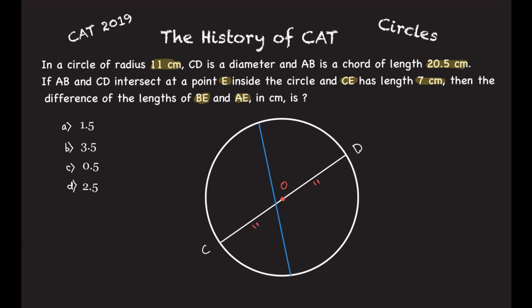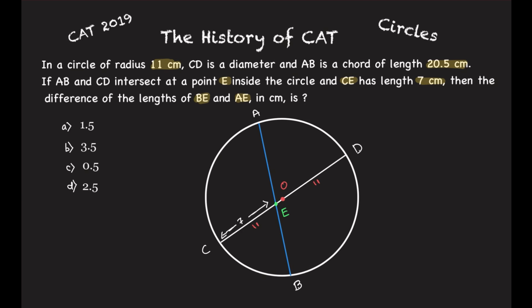AB and CD intersect at a point E. So this is the point E where AB and CD intersect. This is the chord AB. CE is equal to 7, which means this part CE is equal to 7.